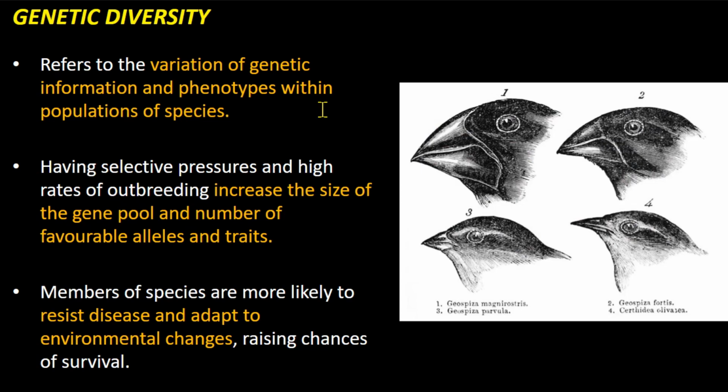Genetic diversity refers to the variation of genetic information and phenotypes within the populations of the species. So for example, having selective pressures and high rates of outbreeding would increase the size of the gene pool and the number of favorable alleles and traits. So if you remember from Unit 1, the Galapagos Islands had these finches that Darwin studied. And because of their different beak sizes, they didn't have to compete with each other and they were able to survive based on that. So members of the species are more likely to resist disease and adapt to environmental changes, thus raising chances of survival.